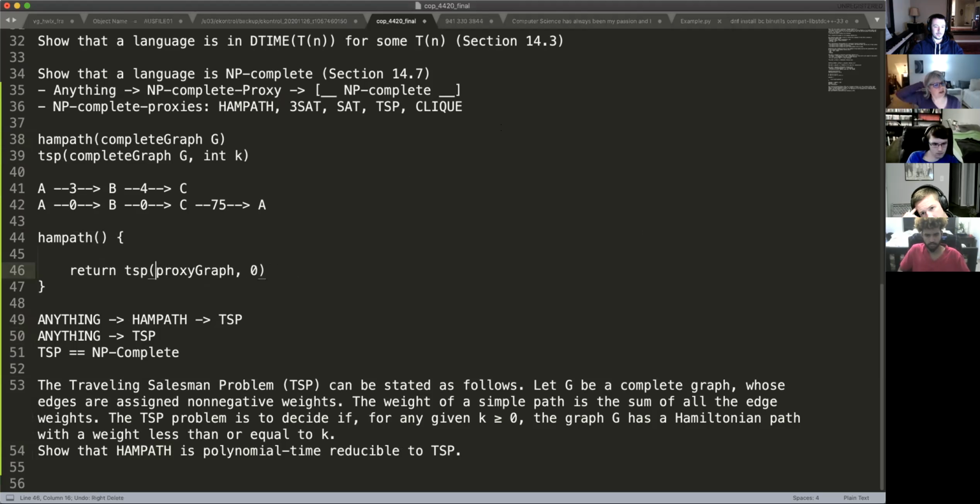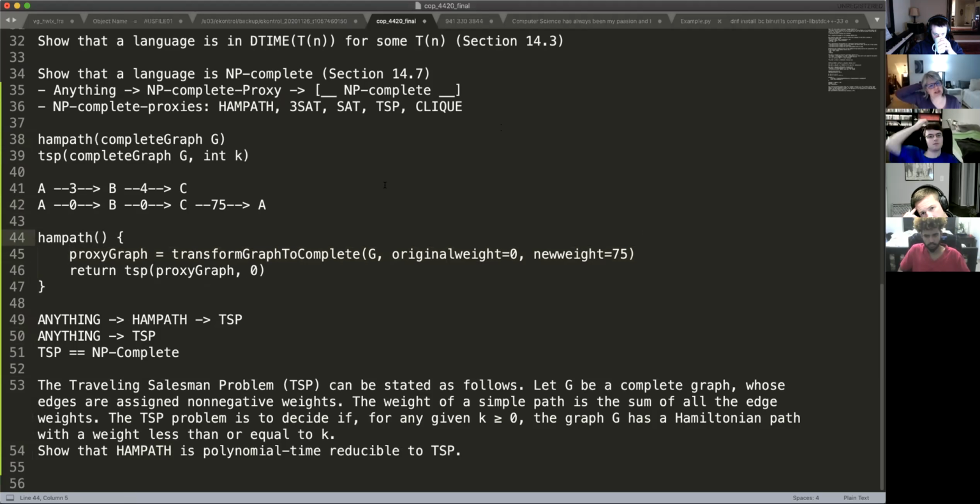But yeah, I think basically the main point is you just have to make up some kind of distinction that narrows your TSP more than your HamPath. The meat of this question is how can you express HamPath using TSP?